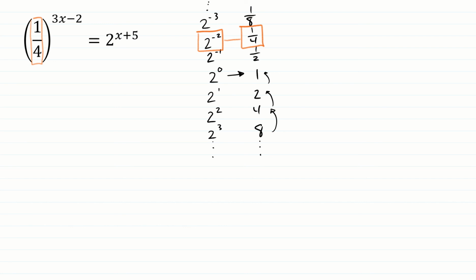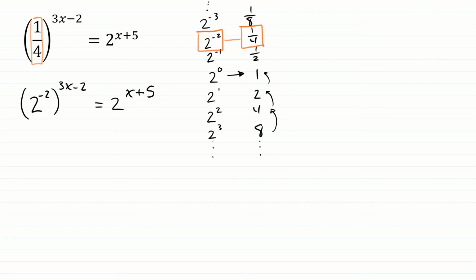It's a valid substitution. I can rewrite this equation not with a 1/4, but as a 2 to the negative 2nd power. So let's do that. Let's go ahead and write 2 to the negative 2nd power raised to the 3x minus 2 power. And that should equal 2 to the x plus 5 power. I'm closer, but I'm not exactly where I want to be.